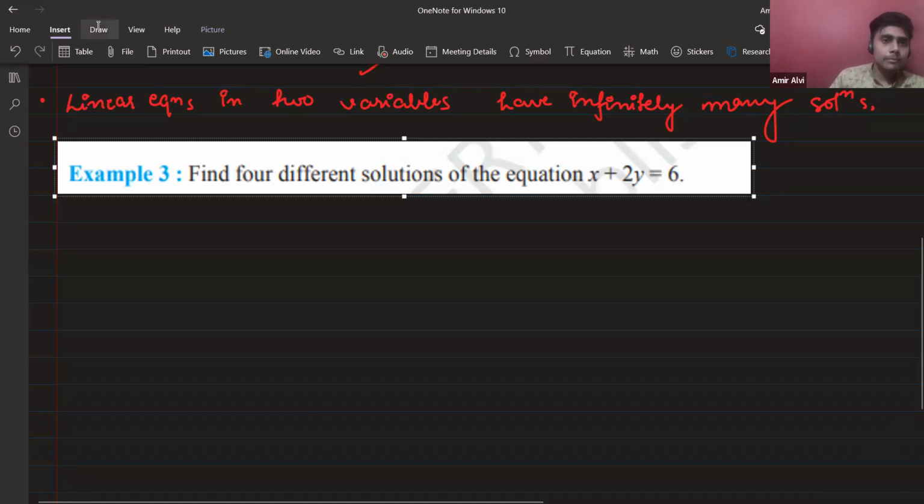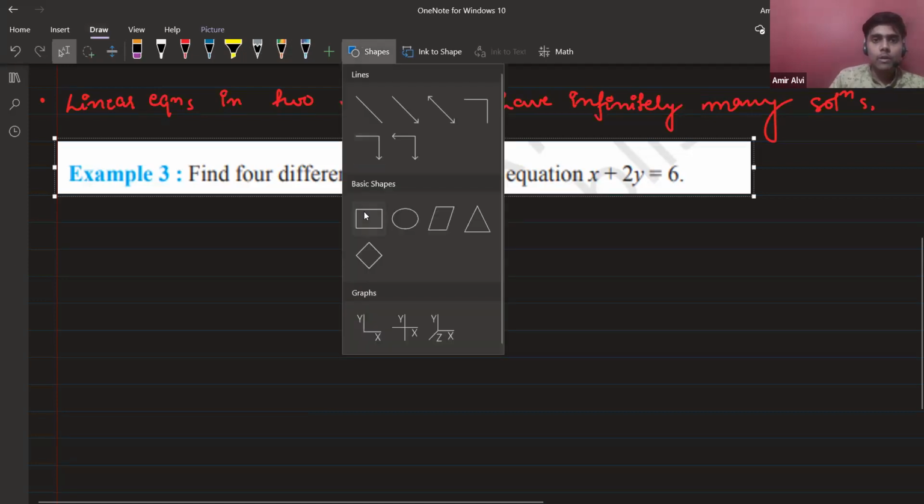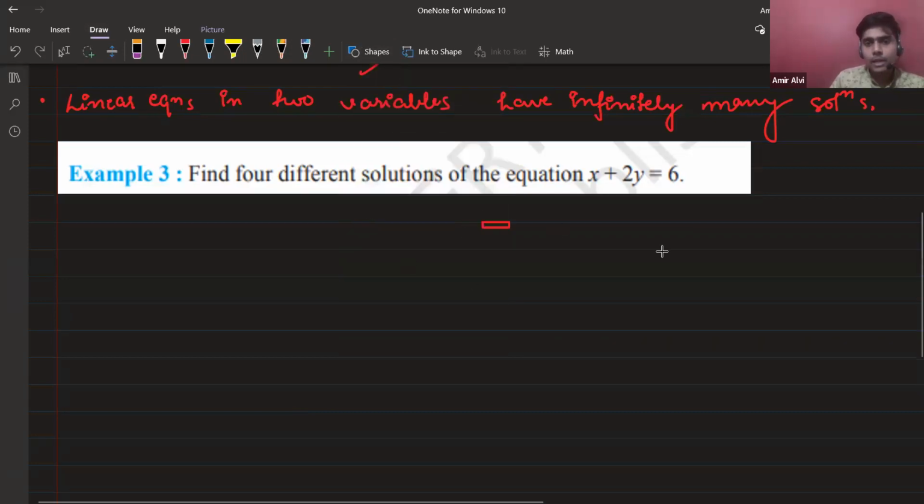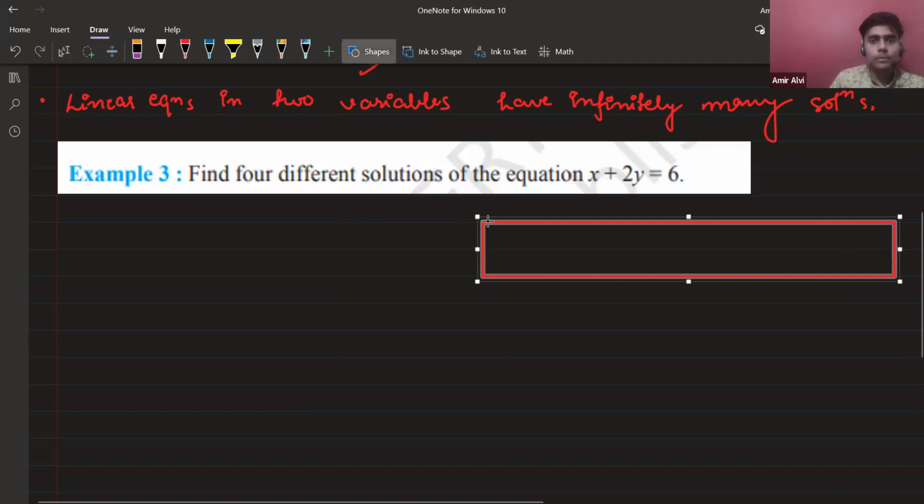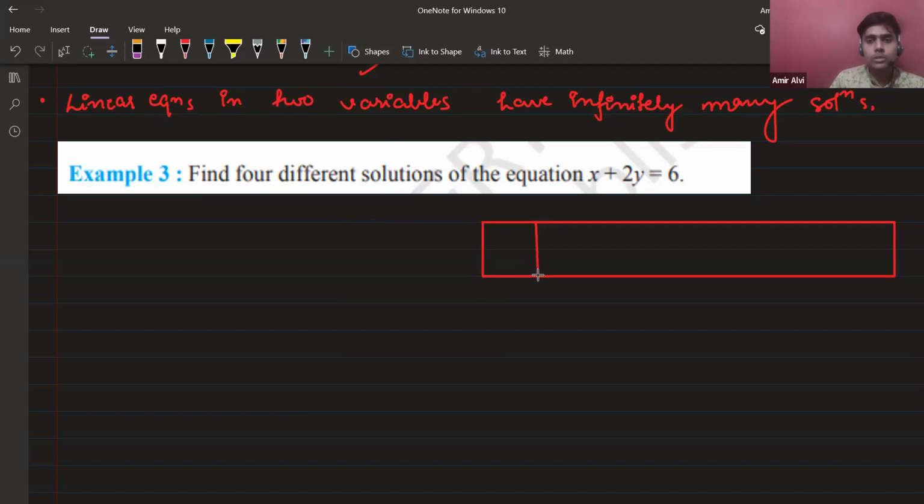Now, Simrat, we have the question here. What the question is saying is that you have to make a box like this. In that box, you have to make four separate boxes, basically divisions, because it's asking for four different solutions. Yes or no, Simrat? Yes.